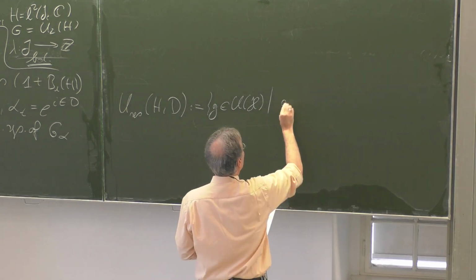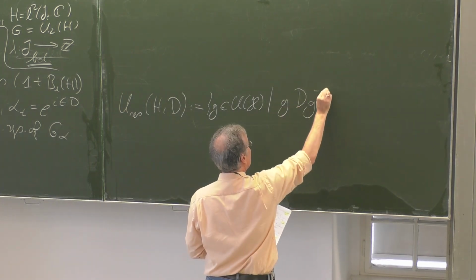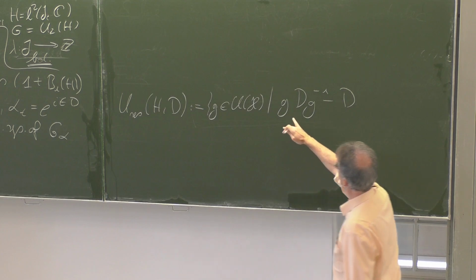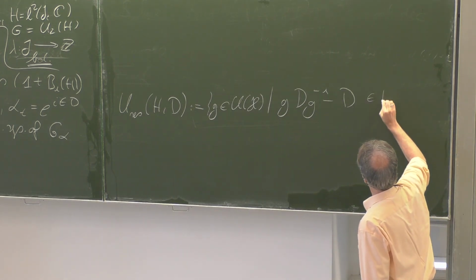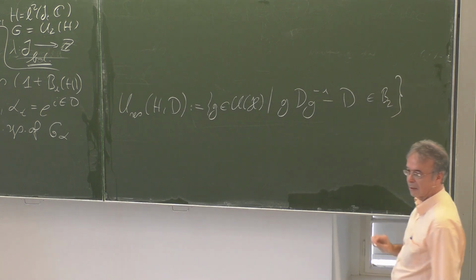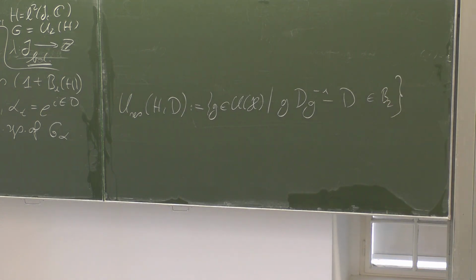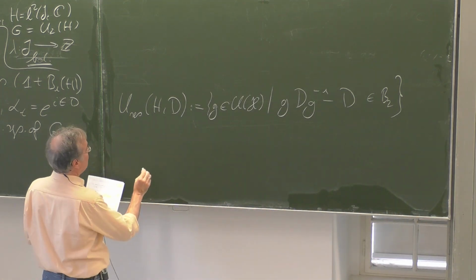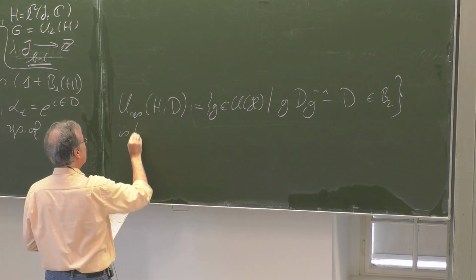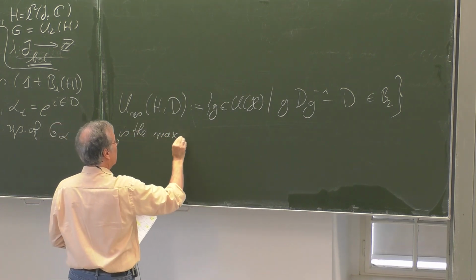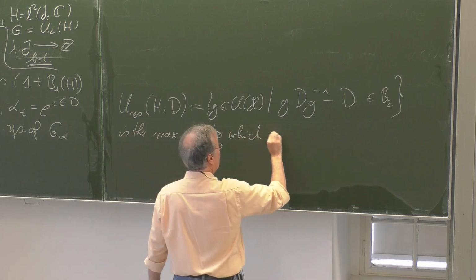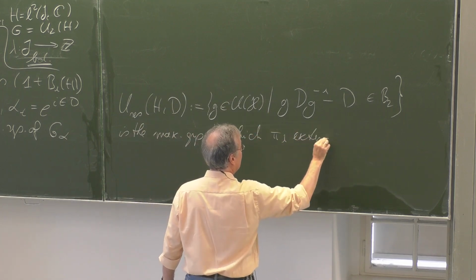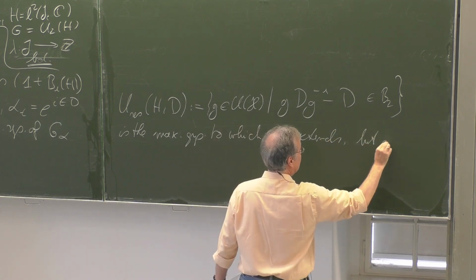with the property that if you conjugate this D, so this diagonal operator, and look at the difference, it should be Hilbert-Schmidt. That's a typical restriction condition one finds there. Then this is the maximal group to which π_λ extends, but only as a projective representation.